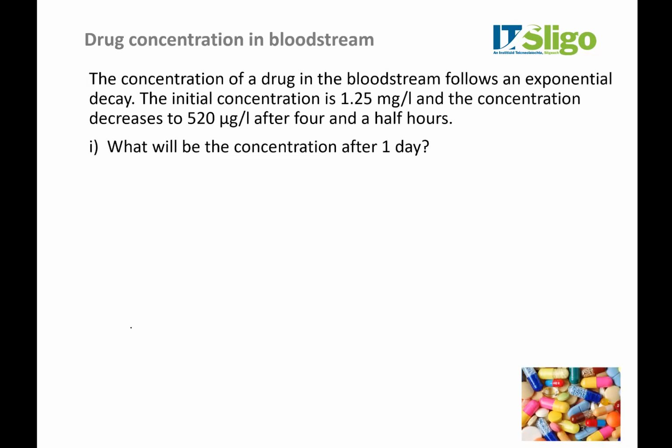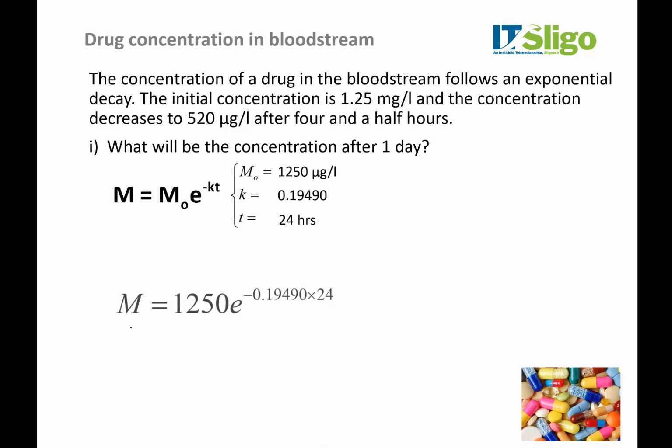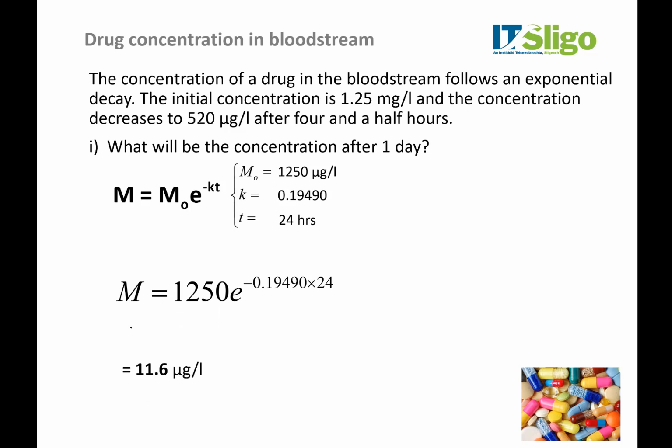So now that we've calculated K, we can actually start to answer the questions. What will be the concentration after 1 day? Well, T, in this case, is 24 hours. Always use the same units throughout the question. That's crucial. Feed these values in to our function, and after 1 day there'd be 11.6 micrograms per litre concentration in the patient's blood.